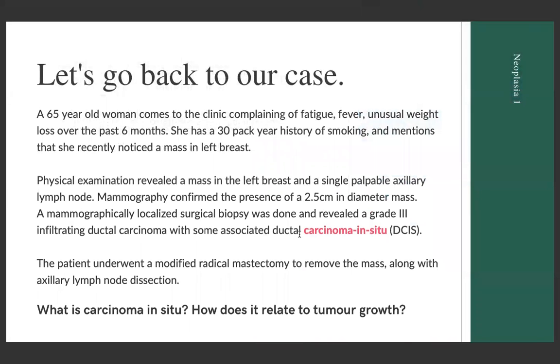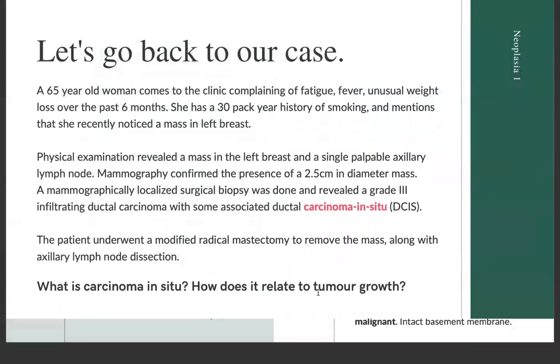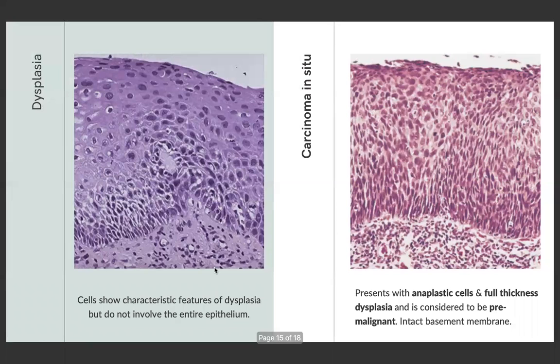So let's go back again. This case mentioned that there was a ductal carcinoma in situ. What is that? And how does it relate to tumor growth? So this is the dysplasia we just looked at. Okay, and remember, this does not involve the whole epithelium. We're seeing the dysplasia here towards the basal cell layers.